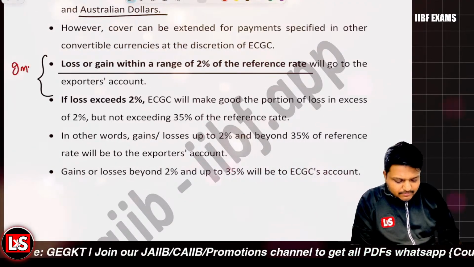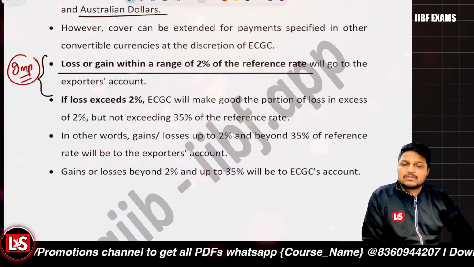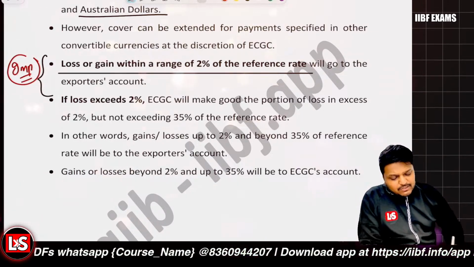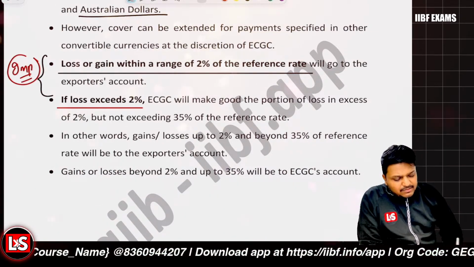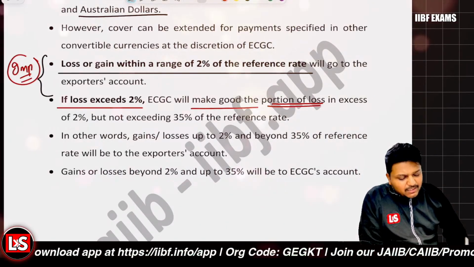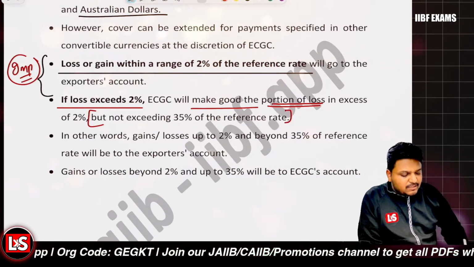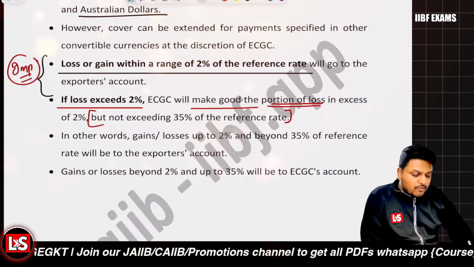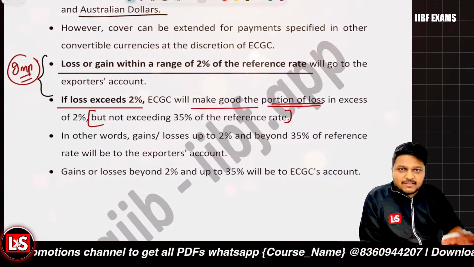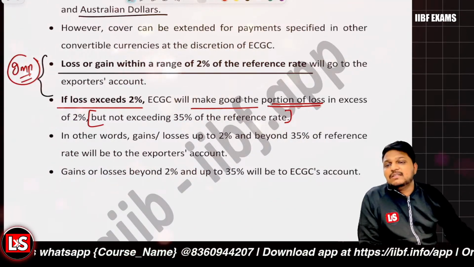This is an important factor. So if the variability or fluctuation, gain or loss, is up to 2%, that will go to whom? That will go to the exporter. But if there is a loss exceeding 2%, ECGC will make it good. Whatever the loss, that will be made good by the ECGC, but not exceeding 35% from the reference rate. If the overall losses are beyond 35% of the fluctuation, those losses won't be covered by the ECGC. So the fluctuation up to 35%, but above 2%, will be covered by the ECGC, right?